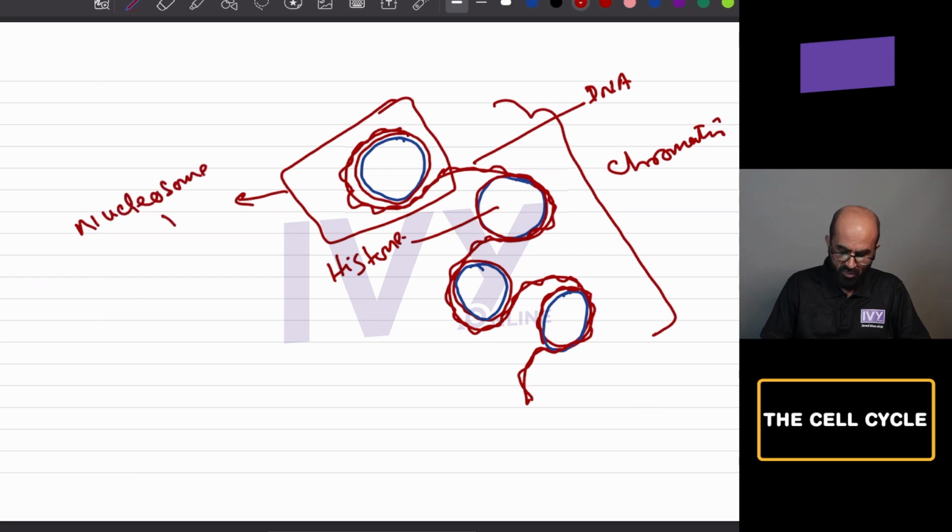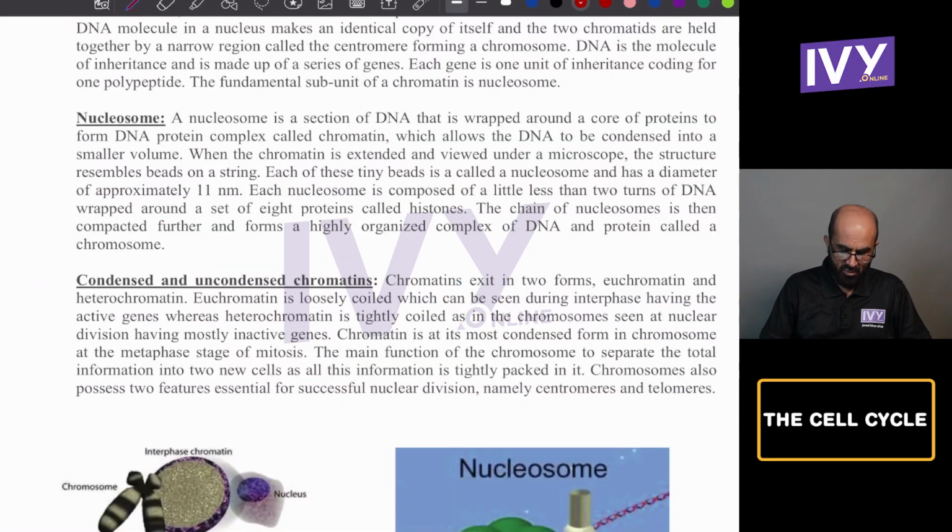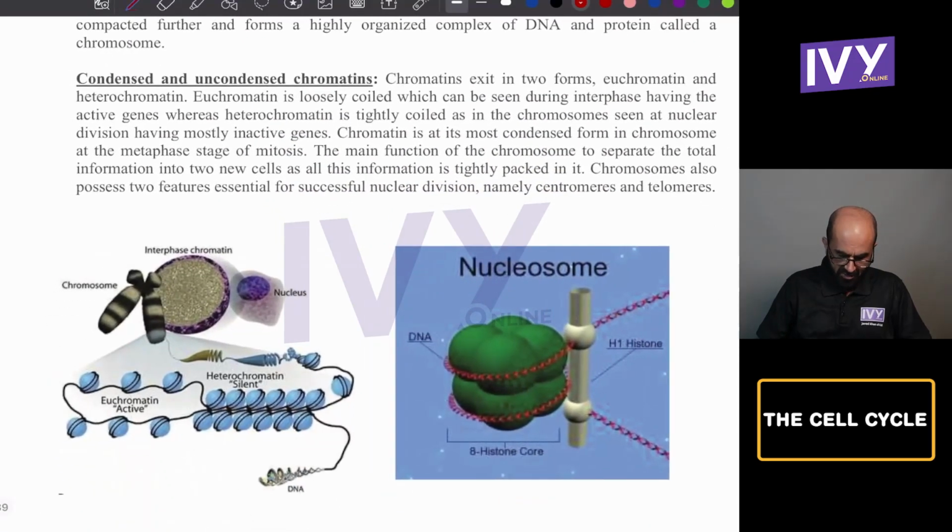So many nucleosomes make the chromatin. You can see that the nucleosome is the functional unit of the chromatin. The same story here: this is the chromatin, and these are the nucleosomes. Many nucleosomes are grouped together.